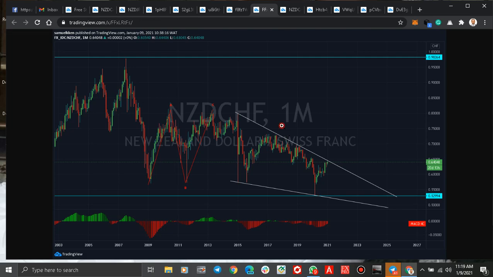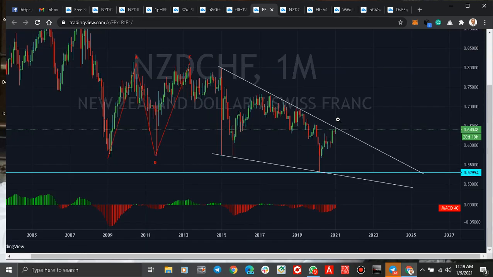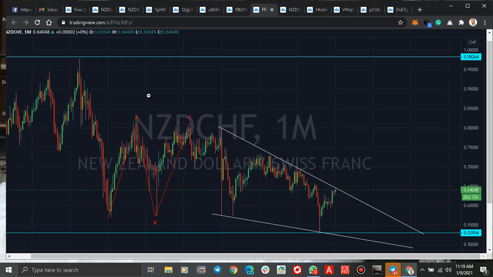The next NZDCHF. You can see this is a monthly chart. And on the monthly chart, what is important is that the price kind of started moving down from here. And if you count this, it's 5 waves: A, B, C, D, E.